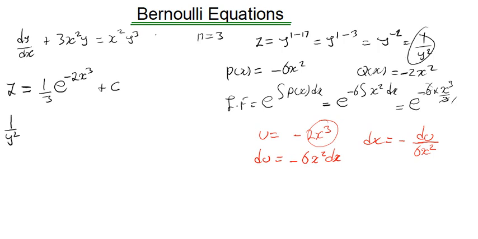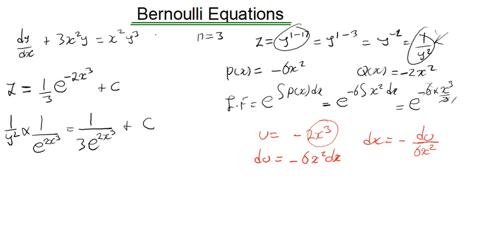So instead of using z, I'm going to use 1 over y squared. I'm just getting it from this. Our z was equal to that, but because we know what our n is, it gave us that. Then we are also going to multiply that by the integrating factor, which is simply, I'll use the positive one, e to the power 2x to the power 3. Let me write this with a positive power: 1 over 3e to the power 2x to the power 3 plus c.